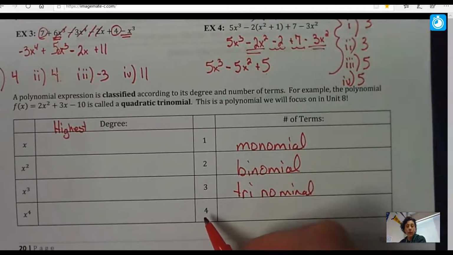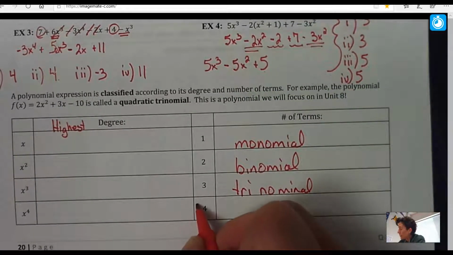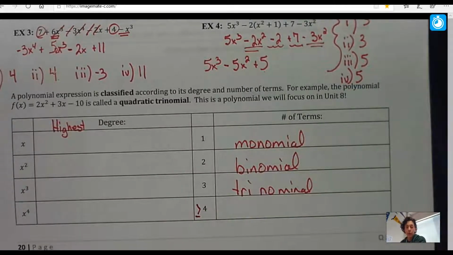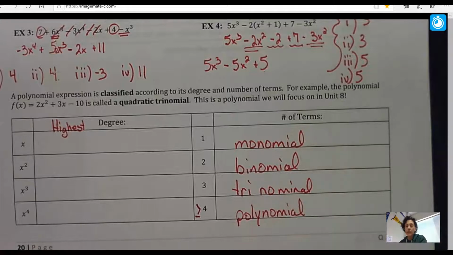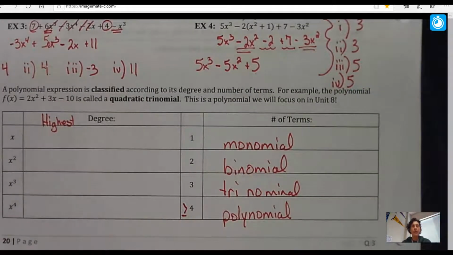And if it's 4 or more, so greater than or equal to 4, it's just going to get a generic name of polynomial. And so that should be very similar to geometry, where a many-sided figure is a polygon, but certain polygons based on the number of sides get a specific name. So you can have a triangle, a quadrilateral, which is 4 sides, a pentagon, 5 sides, and eventually, when there are just too many sides to count, you just call it a polygon.